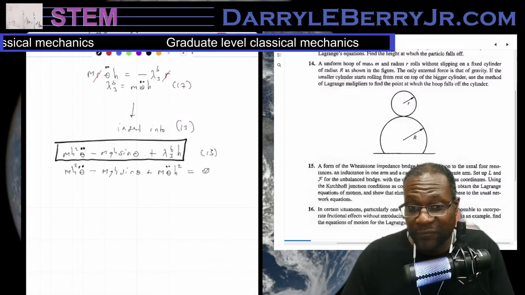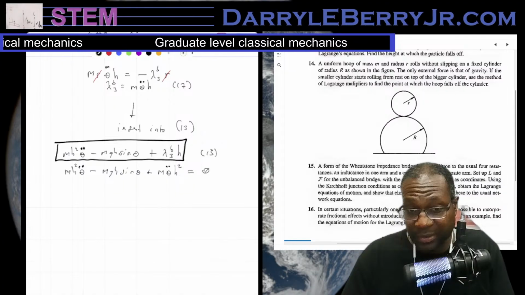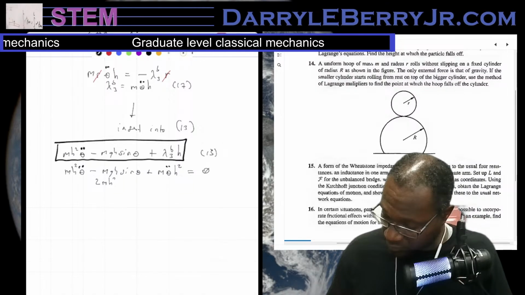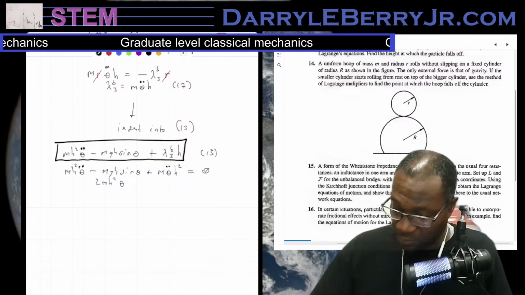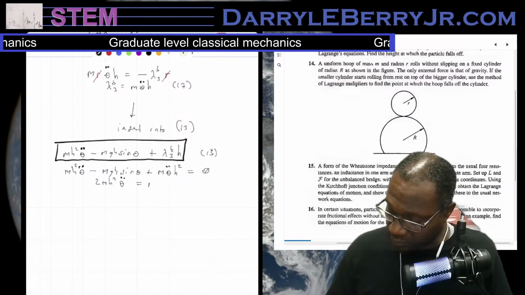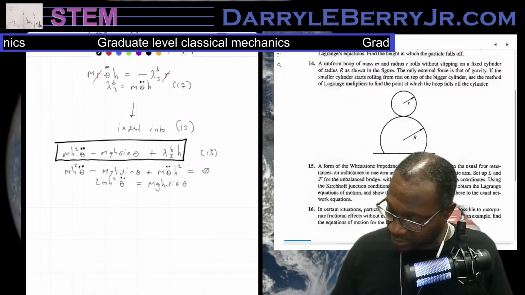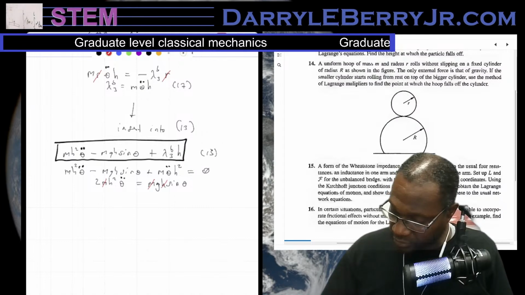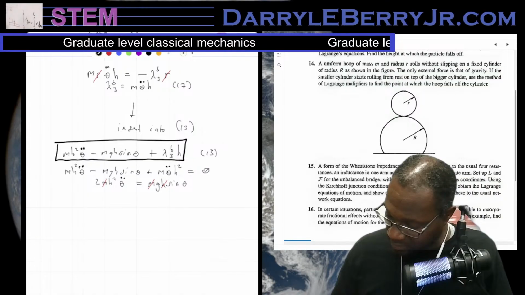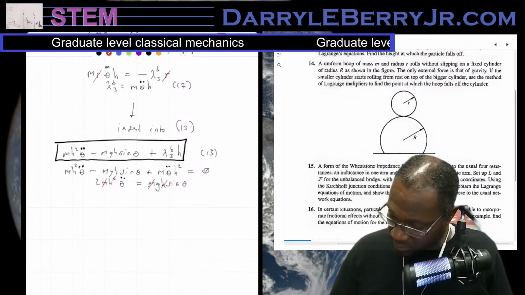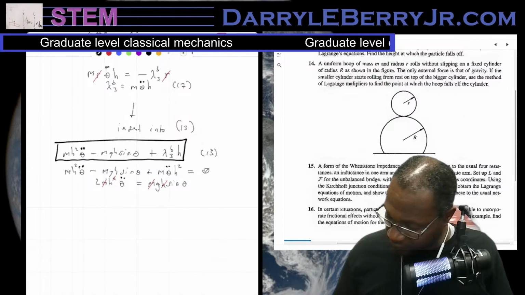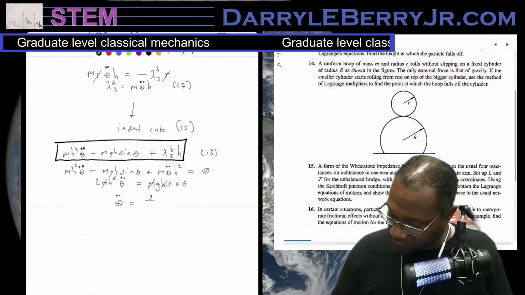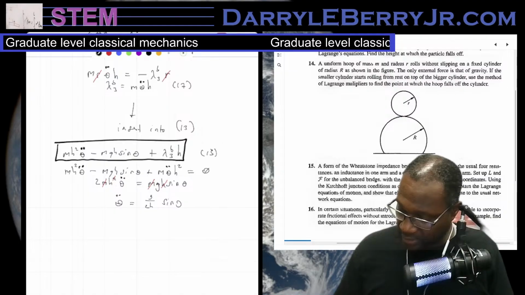So what I can do now is solve for theta double dot. And I see that I have 2mh squared theta double dot equals mgh sine theta. And I could cancel out a mass and an h there. So I have an h here. So that means that I have theta double dot equals g over 2h sine theta.